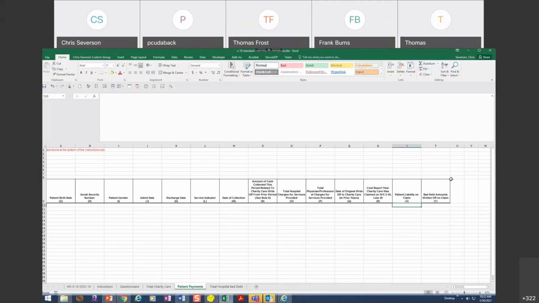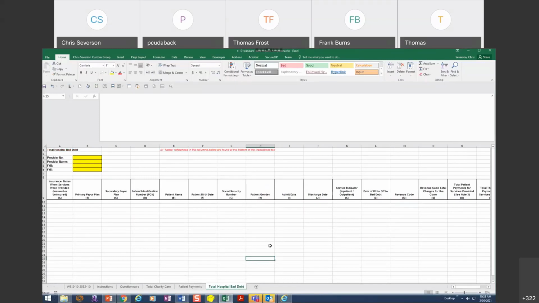Column S, what was the patient liability on the claim? That gives us something to go off of to determine, well, hey, should some of this payment really be related to patient liability? And then column T, bad debt amounts written off on the claim. Because the other thing about this is if there's any bad debt for that claim, then it would actually make much more sense for this payment to be a recovery of bad debt first. That's the first treatment of it. It should recover bad debts. And then if there's any left, it goes against charity care. So that's what we have there.